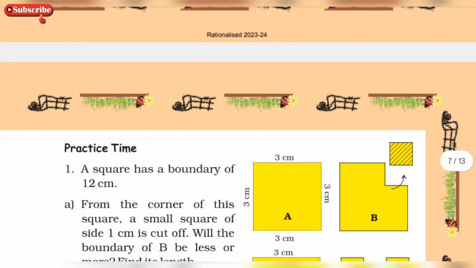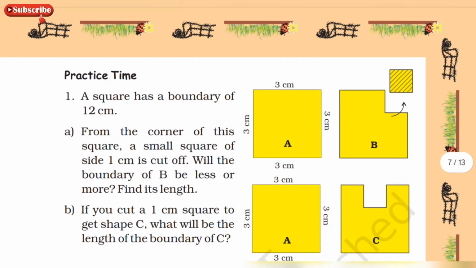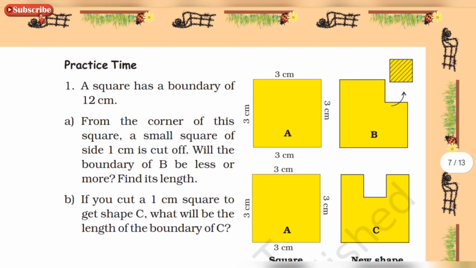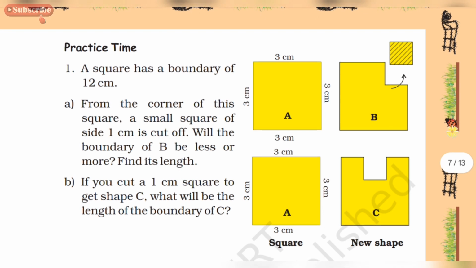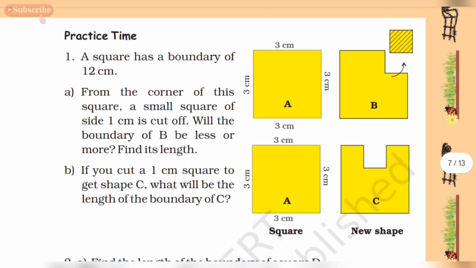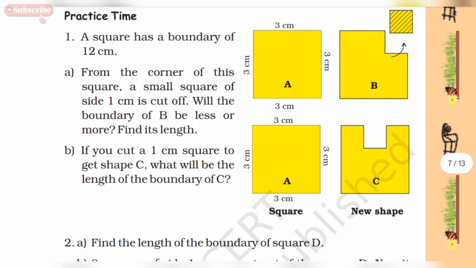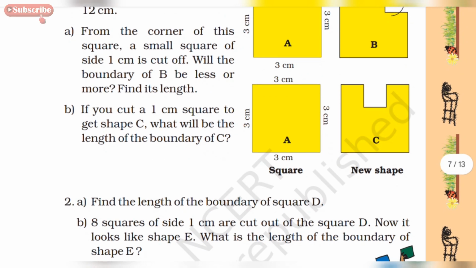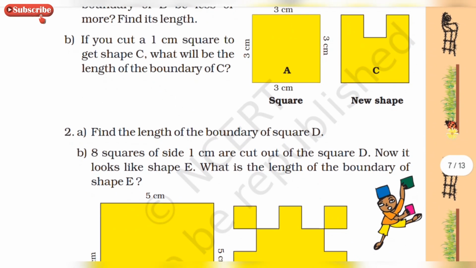Practice time. A square has a boundary of 20 centimeters. From the corner of this square, a small square of side 1 centimeter is cut off. Will the boundary of B be less or more? Find its length. If you cut a 1 centimeter square to get shape C, what will be the length of the boundary of C? Find the length of the boundary of square D.